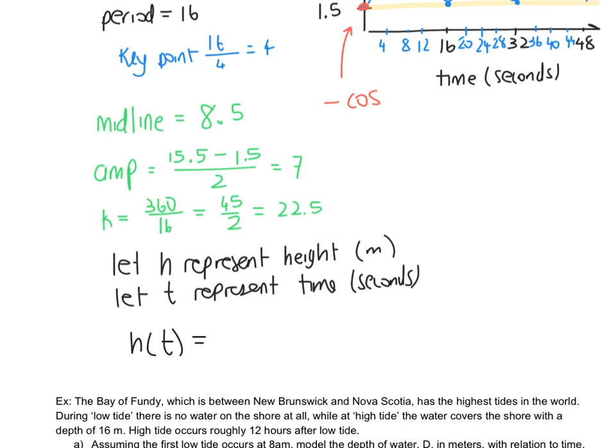So now I can use my function notation and have h of t equals, so my amplitude is 7, but I mentioned it was going to be a negative cos function. So negative 7 cos. My k value is 22.5, and I don't have a phase shift because I avoided it based on my strategic starting point that I chose. So we're just going to have 22.5 t, and then let's put our midline, and it's at positive 8.5. So there is our equation to represent this scenario.